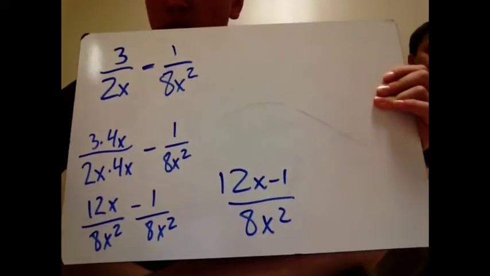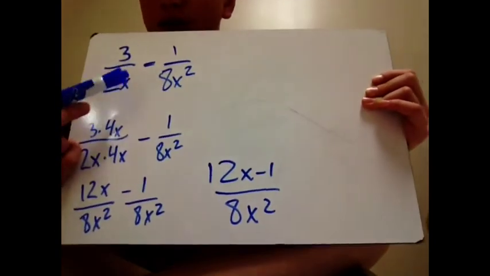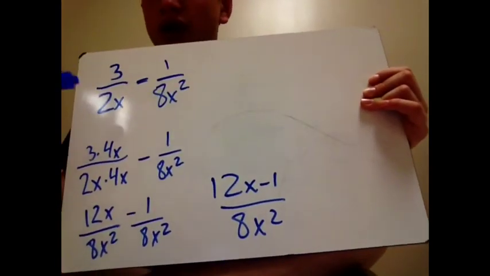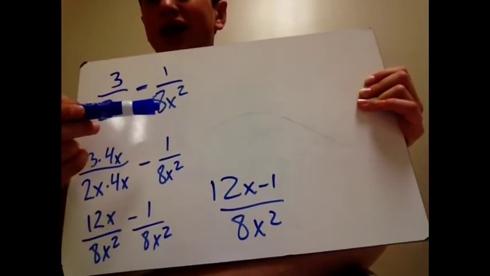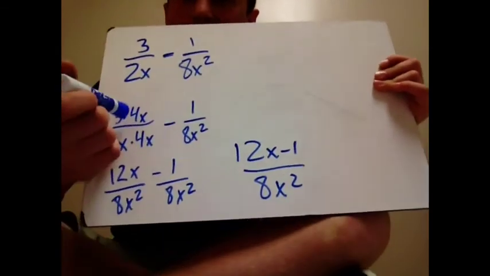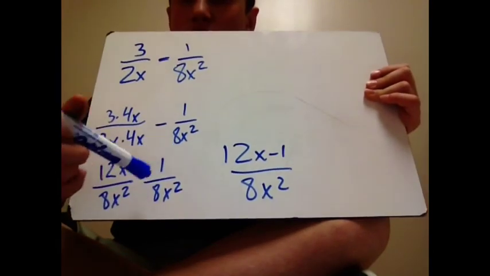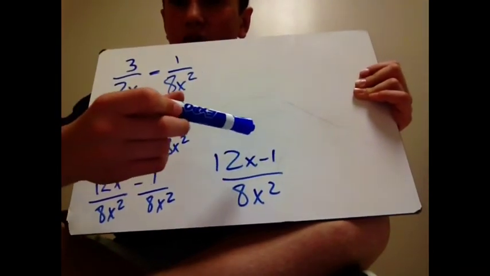This is a quick last-minute thing to show you if it's exponents. 3 over 2x minus 1 over 8x squared. You want to even out the denominators, so the least common multiple is 8x squared, so 2x times 4x will even that out. What you do at the bottom, you have to do at the top, so that's 12x over 8x squared minus 1 over 8x squared, so 12x minus 1 over 8x squared.